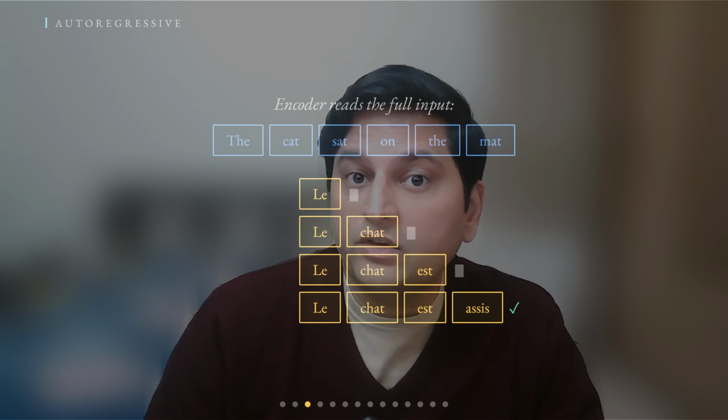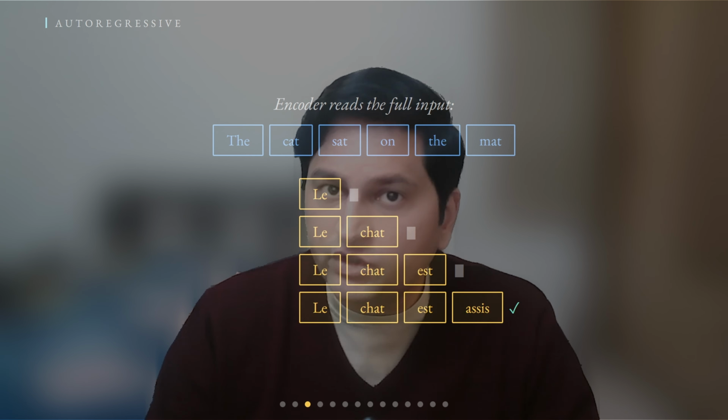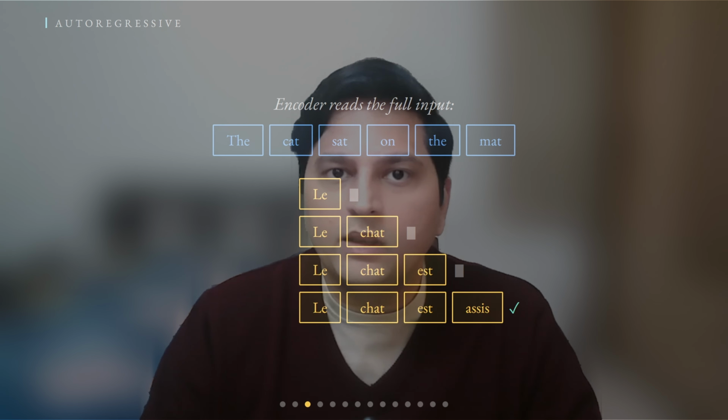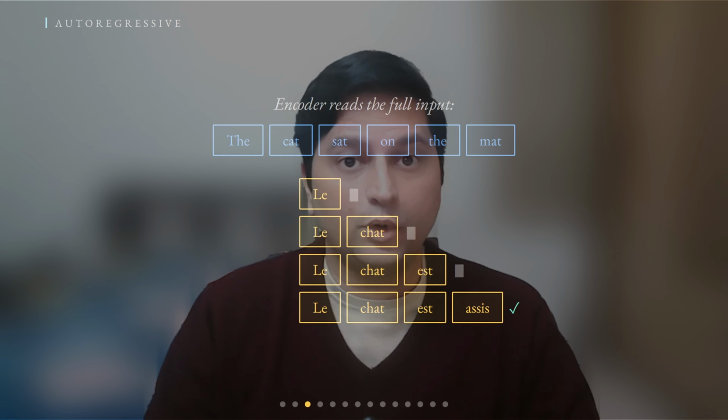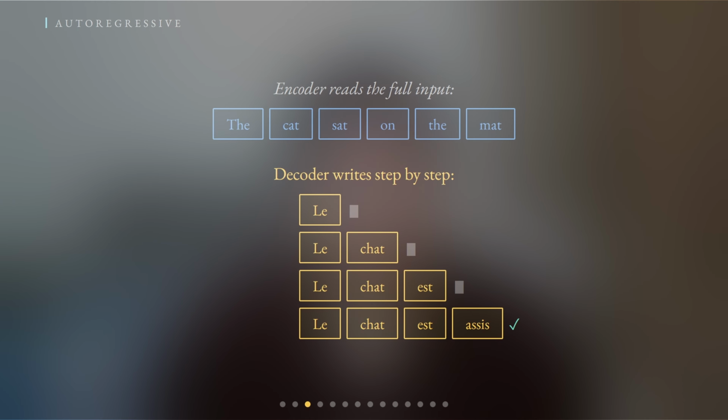Imagine we are translating from English to French. The encoder reads the full English sentence: the cat sat on the mat. All 6 words are processed together. Now, the decoder must produce the French translation. Here is a critical part. The decoder does not produce the entire French sentence at once. It generates one word, then uses that word to help generate the next one, and so on. This process is called autoregressive generation. Each new token depends on all the previous tokens.